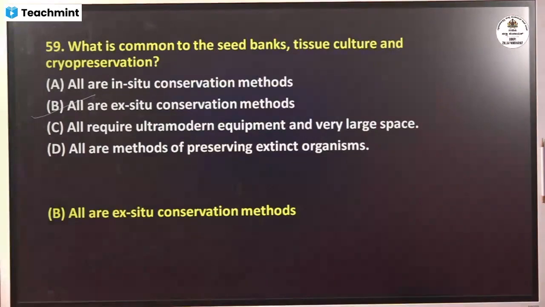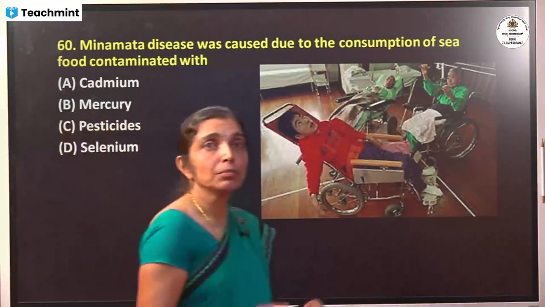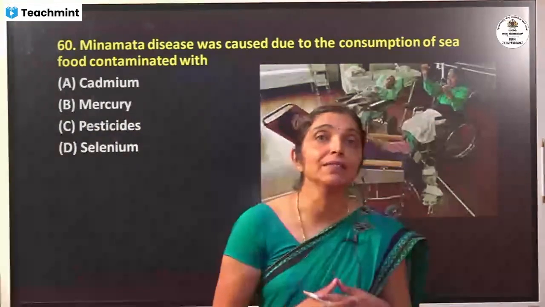Moving on to the last question. Minamata disease was caused due to the consumption of seafood contaminated with cadmium, mercury, pesticides, or selenium. Here, mercury and cadmium are all heavy metals.